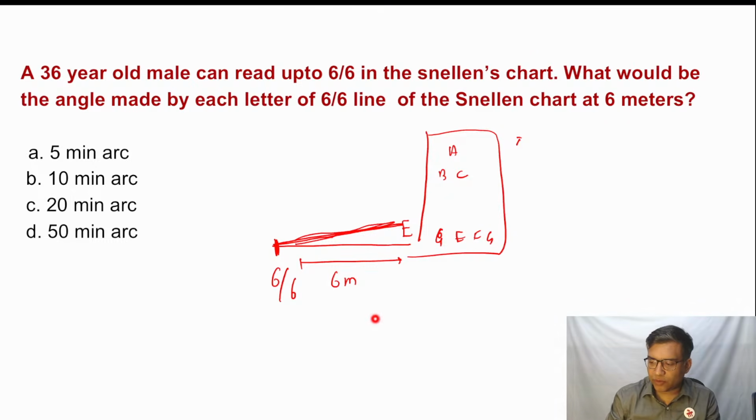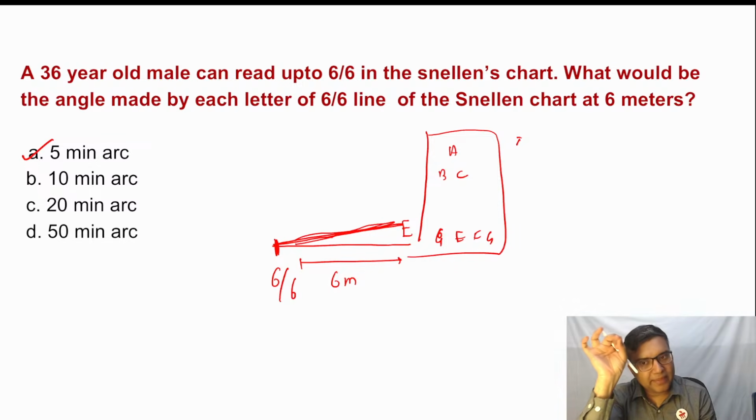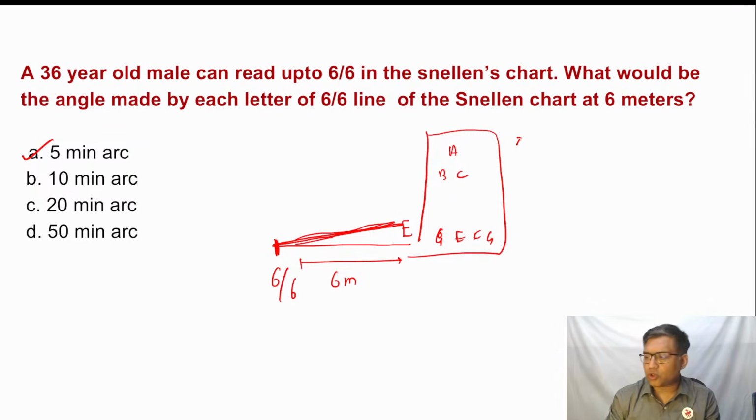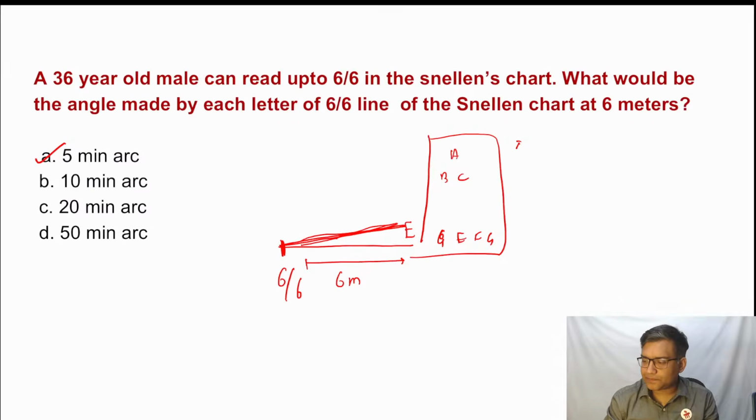So the answer here would be A, that is 5 minute of arc. So before I explain the answer, let's go to the concept of Snellen's chart.